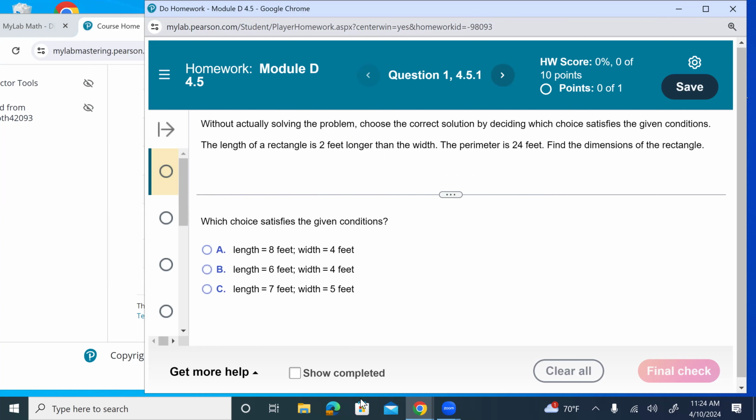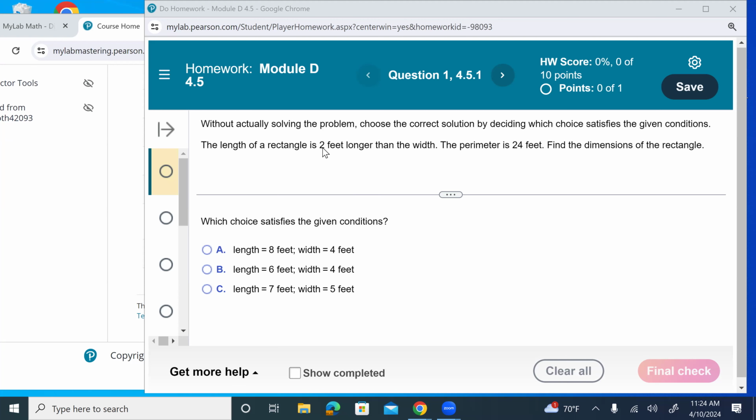So, this is just word problems. Math is fun in and of itself, but we really have to solve some real life problems. That's why we take these classes. So we don't actually want to solve this. We just want to know which of these answers meets these requirements.